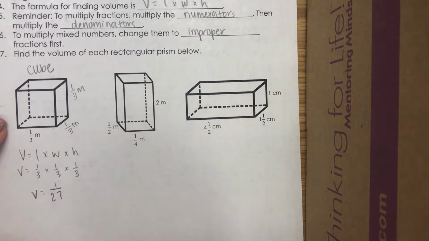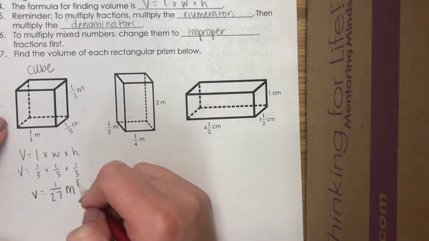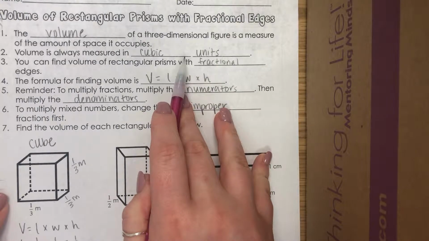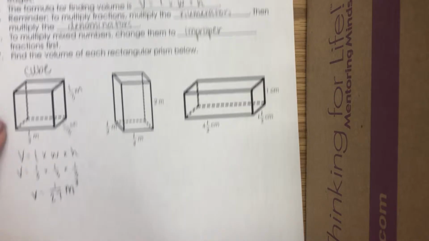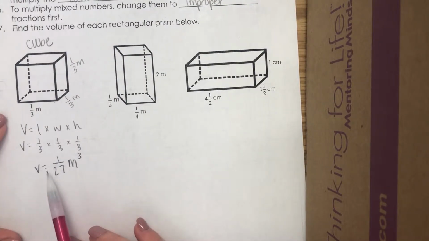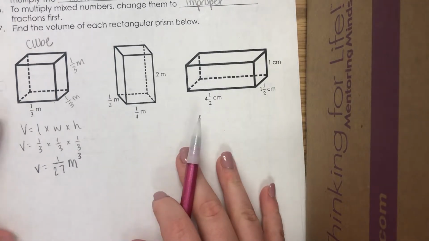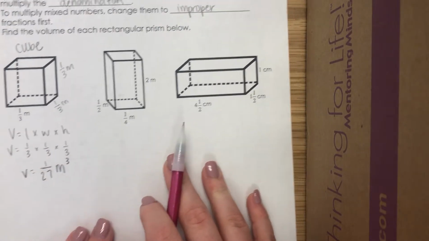Now the last thing that we cannot forget is our measurement, and then it's cubed. Because if you remember in number 2, our volume is always measured in cubic units, which means the units are always cubed. Now make sure you don't cube the fraction. We're not cubing the number, we're cubing the units. It's the cubic units, okay? And the unit of measurement is meters, M for meters, okay?